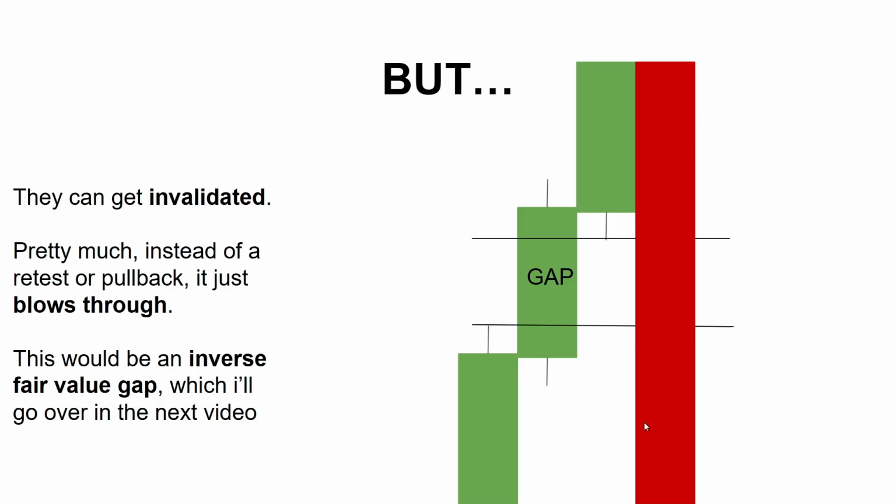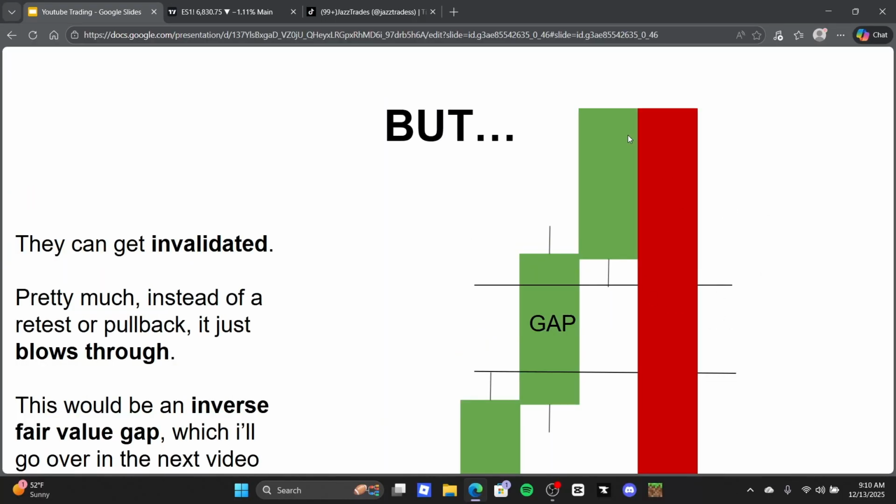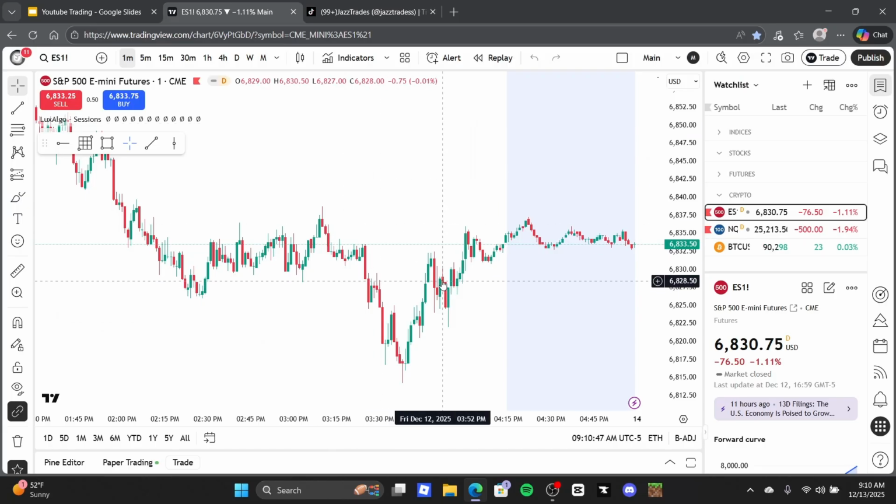Sometimes it can just keep going straight through, and that can be another confluence that price is just going to keep continuing in the opposite direction. So if a fair value gap gets invalidated like this, we can most likely assume that price is just going to keep going downward. But if it were to touch this zone and keep going up, or break structure back to the upside, price could keep going up. Let's do some examples on the actual market.